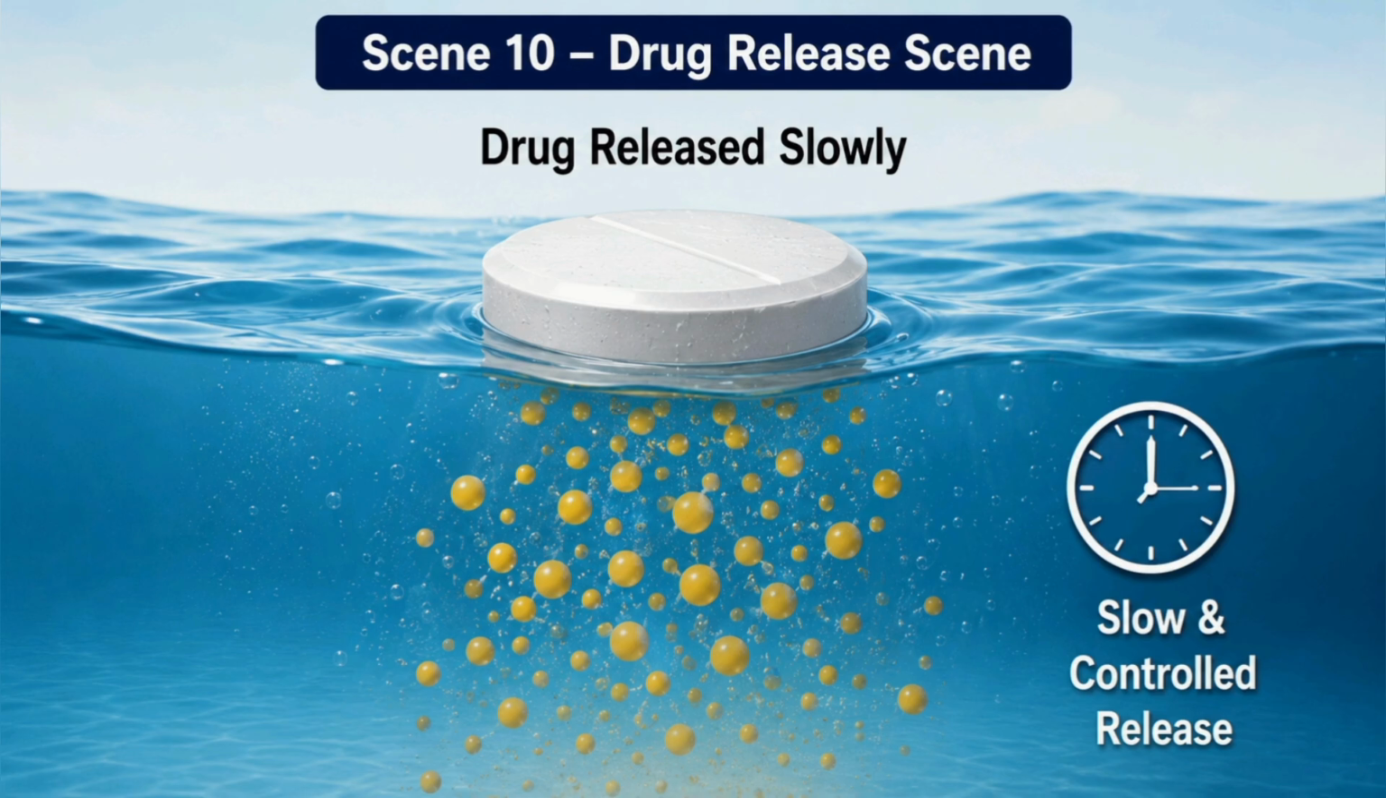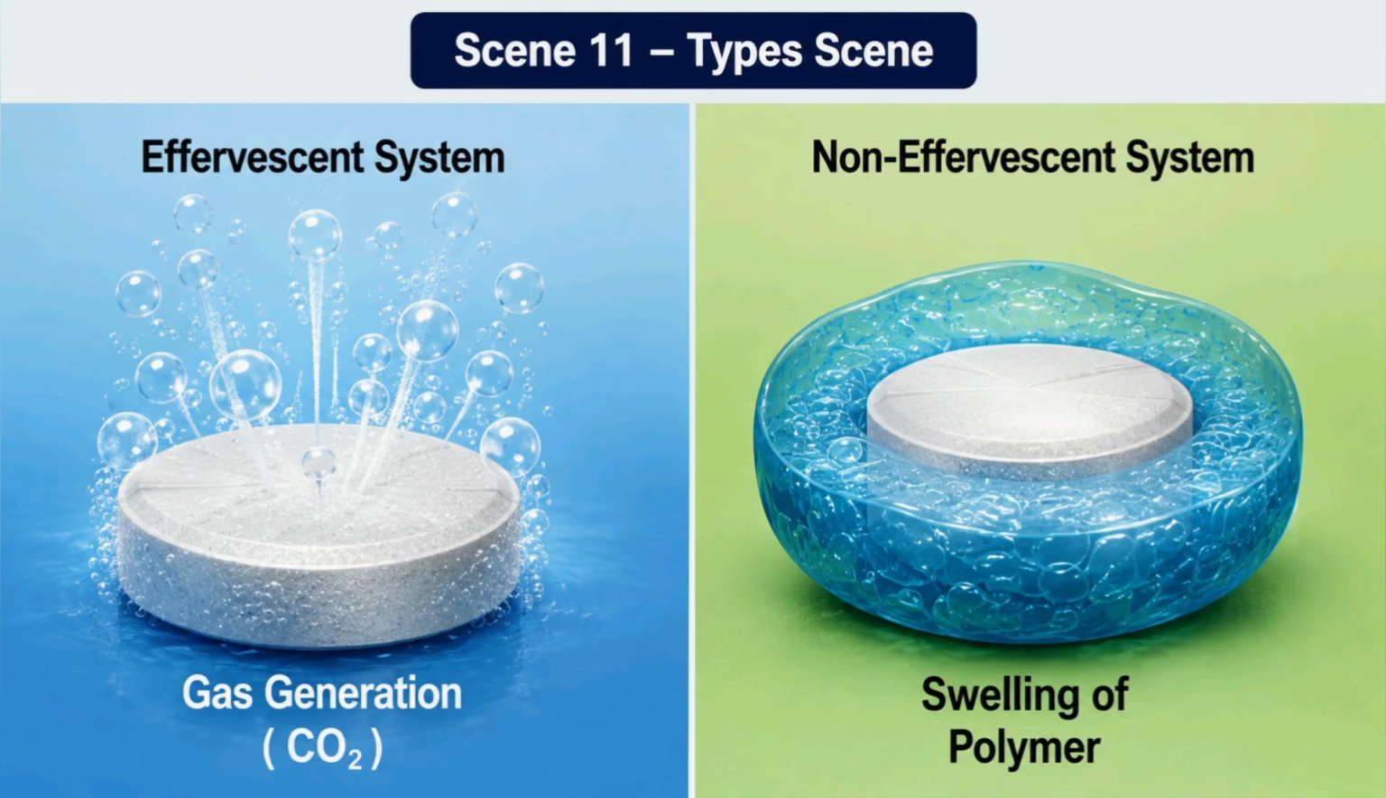Okay, so types of floating systems. Floating systems can broadly be discussed as effervescent and non-effervescent systems. First, the effervescent systems. Here gas generation is highly involved. Carbon dioxide is produced and then trapped within the hydrated matrix here. So think of a fizzy reaction. Second, the non-effervescent system.